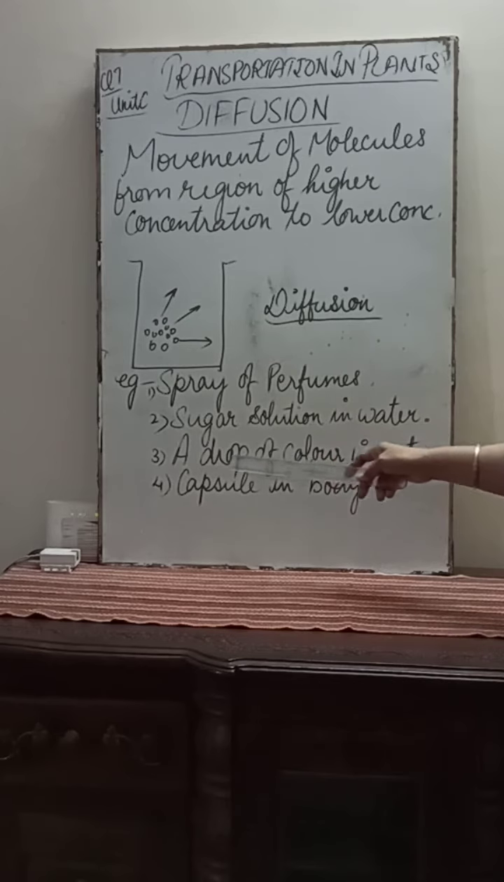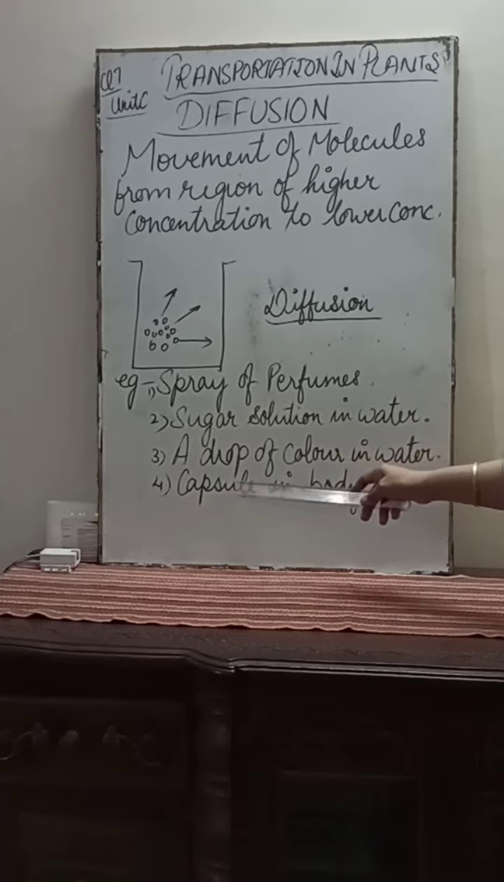The third example is a drop of color in water. So when you put a drop of color, say red or blue, within a few seconds you will see that the whole water changes into red color. So this is an example of the diffusion process.